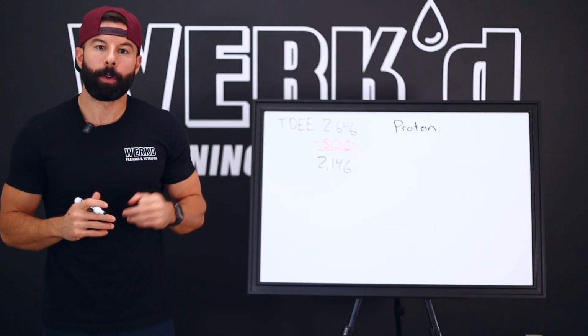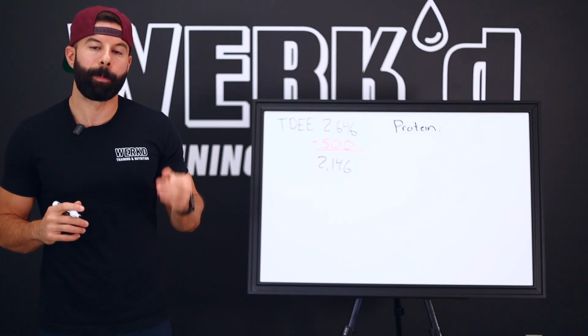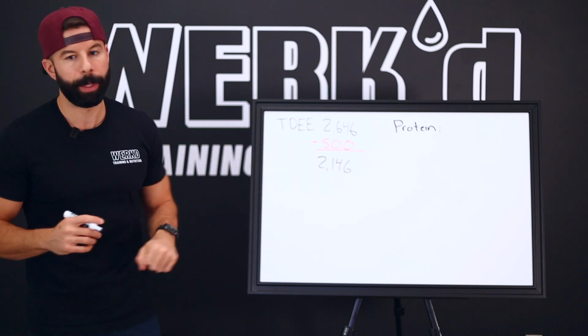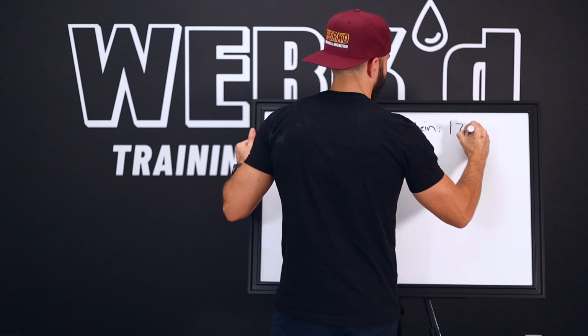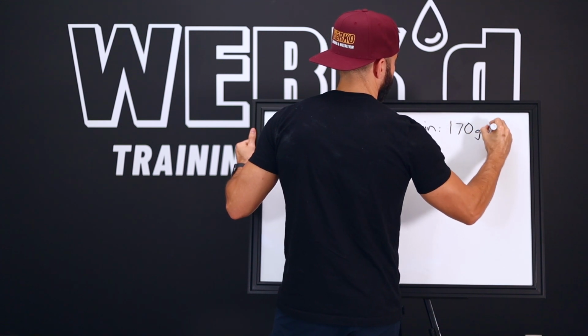I usually like to aim for around 1 gram per pound of body weight in this situation. So we know that this male is 170 pounds. So very simply, you're going to eat 170 grams of protein.